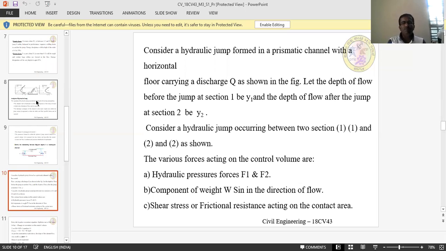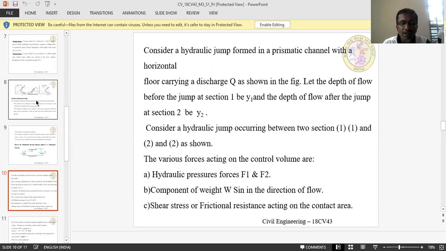Consider a hydraulic jump in a prismatic channel. Prismatic channel means it has uniform cross-sectional area. The channel is having uniform cross-sectional area and carrying a discharge Q as shown in the figure, where the depth of flow before the jump section is Y1 and the depth of flow after the jump section is Y2. Consider the hydraulic jump occurring between two sections 1-1 and 2-2 as shown.